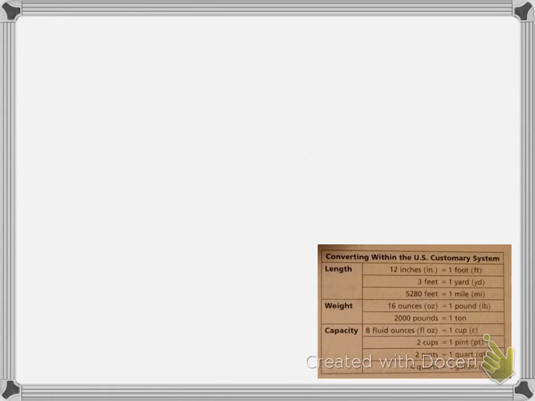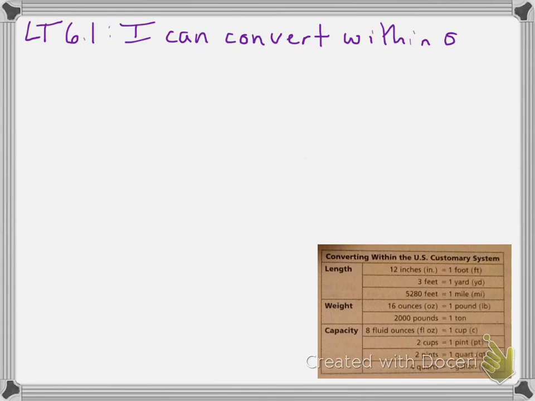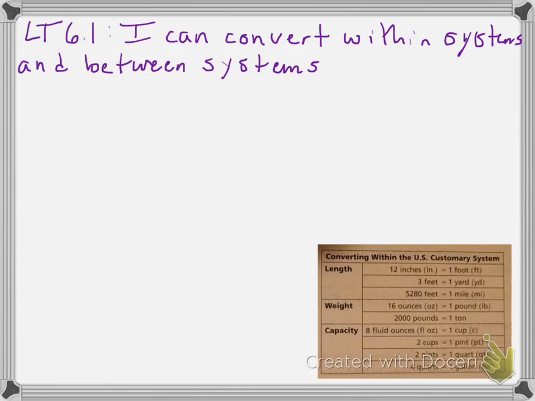Alright, hey guys. So your learning target, 6.1, is: I can convert within systems and between systems, including distances, rates, and geometric units.